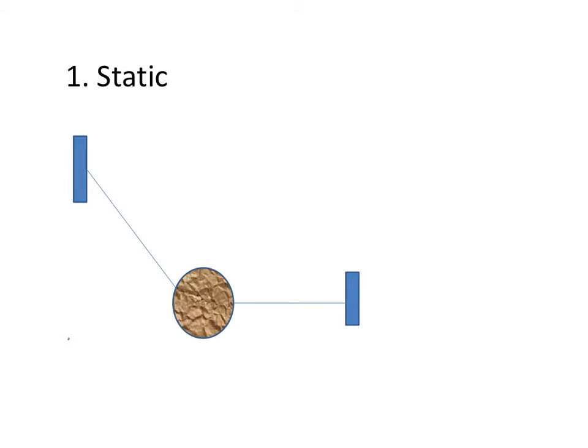Okay, so let's just do a few practice ones here. We have some sort of ball or object, and it's got two tensional ropes. The first thing you always draw is gravity. So there's your force of gravity. Then you notice that it's got these ropes on it, so the ropes are going to provide the tensional forces.